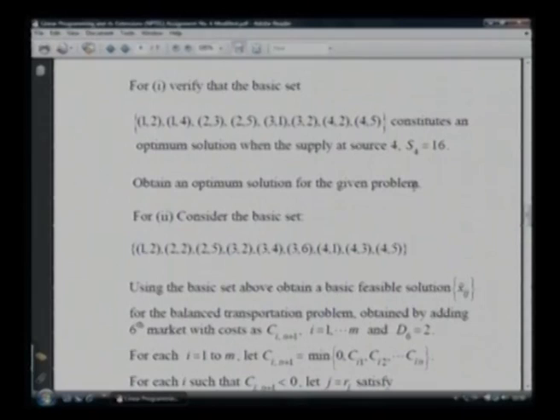Now, I am saying that we have to obtain the optimum solution for the given problem, which is the unbalanced one. So, starting with the given basic feasible solution, which is optimum for S4 equal to 16, you have to obtain an optimal solution now. So, go ahead and do it. Fine.